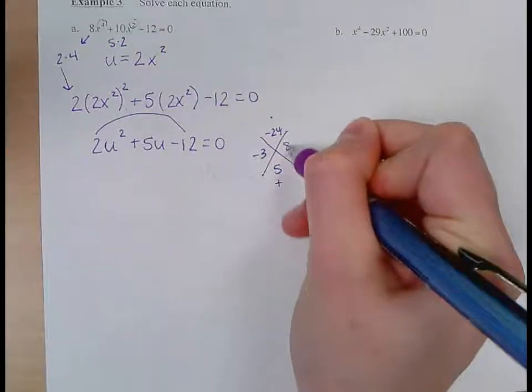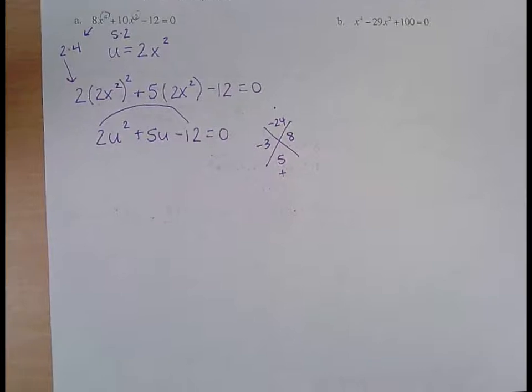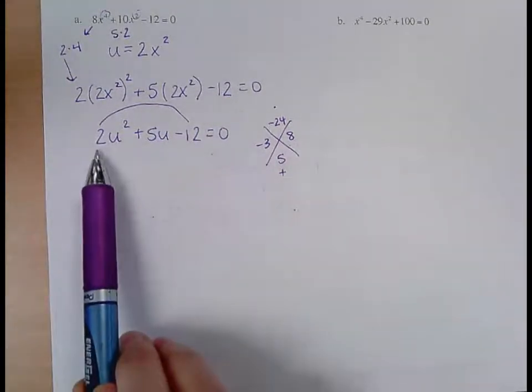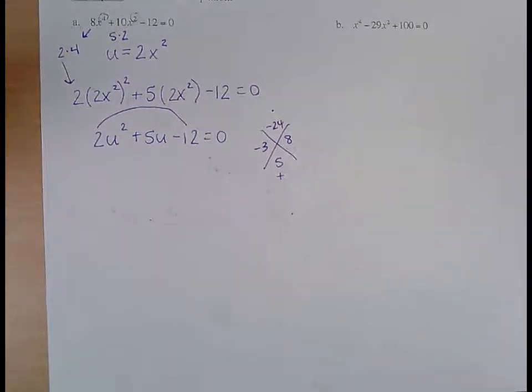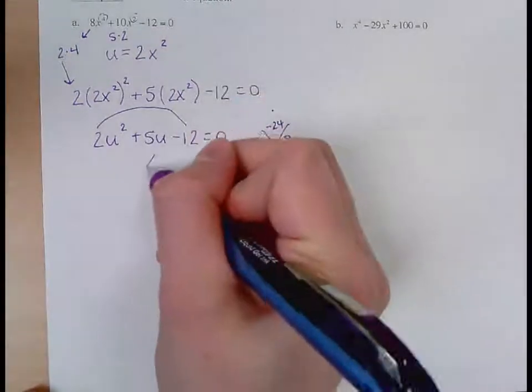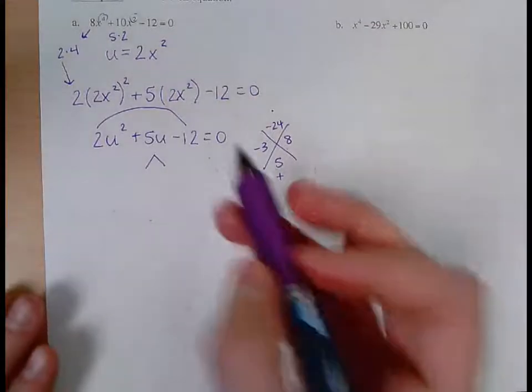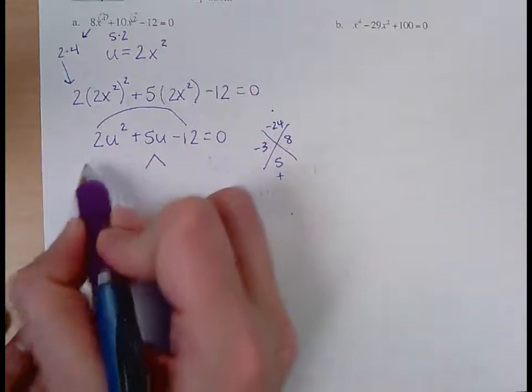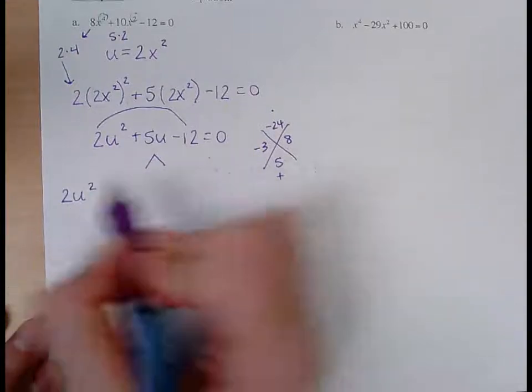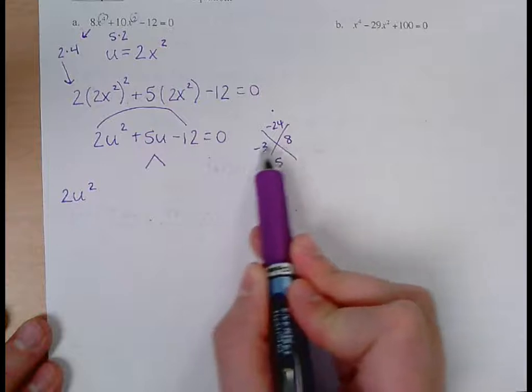Negative 3 and 8. Now also remember, when there's a number in front, some of you do this all the time regardless of whether there's a number in front. If there is a number in front though, you have to split the middle term. You can't just jump to u minus 3, u plus 8. That's not correct. So I have to rewrite this, keep the 2u squared, and then split the middle term using the negative 3 and 8.